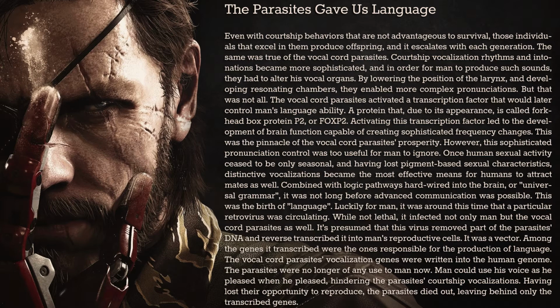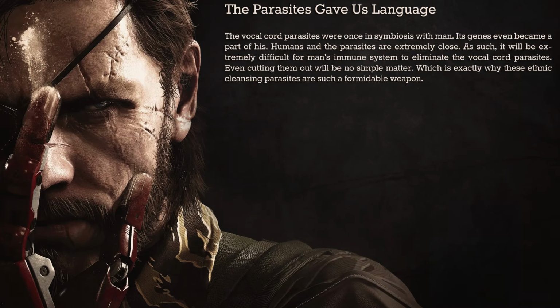The parasites were no longer of any use to man now. Man could use his voice as he pleased, when he pleased, hindering the parasite's courtship vocalizations. Having lost their opportunity to reproduce, the parasites died out, leaving behind only the transcribed genes. The vocal cord parasites were once in symbiosis with man. Its genes even became a part of his.